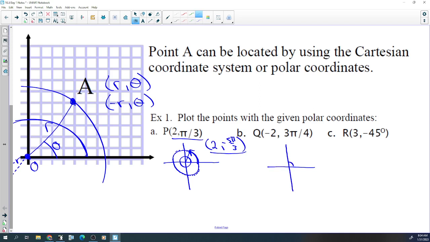We're on a radius of 2 for letter B. And we're at 3 pi over 4, but it says go the other direction. So that puts Q down there. So go along that angle, but go in the opposite direction. That's what a negative R would mean. And then this one, we're on a radius of 3, like that, and at negative 45 degrees. So that puts us about right there. There's negative 45. So that'd be point R down there.